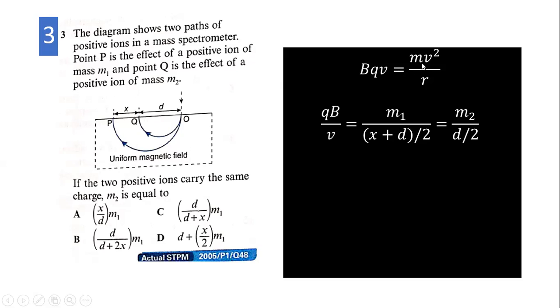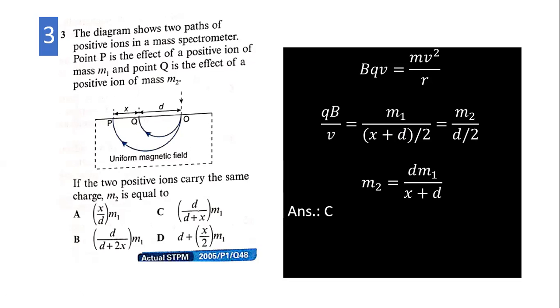equals M over R. Because your Q, your B, your V are the same, that's why we cancel them. So this one, M and R are left. For M1, the total diameter is X plus D, divided by 2 to get the radius. Then M2, same thing, M over R. M2 has diameter D, divided by 2 to get the radius. And then you can cross multiply. The 2 will go off. Okay, C. Okay with that?